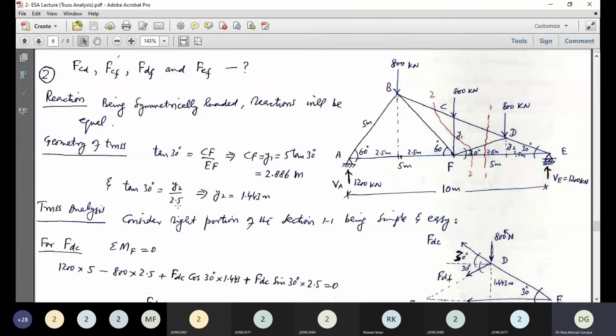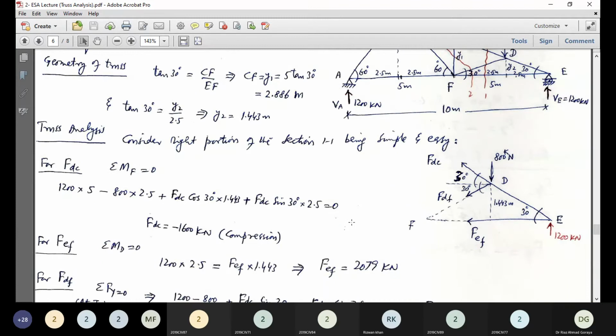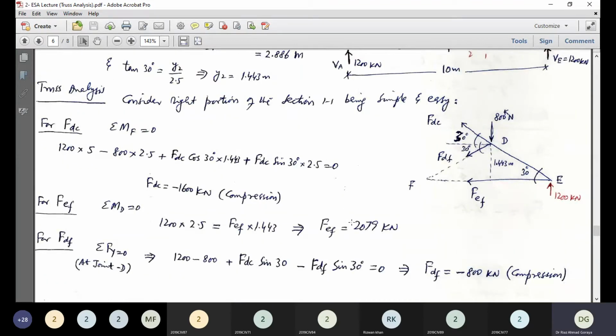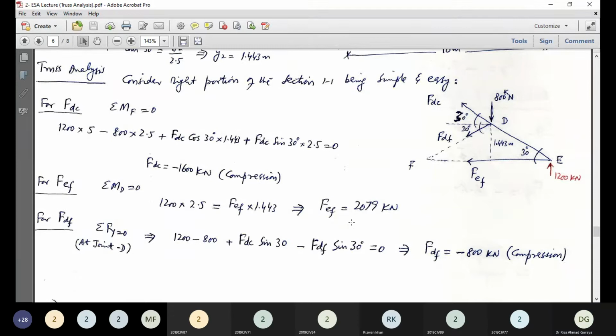Now coming to the truss analysis, the section 1.1 will be passed through these members CD, DF and EF, and all three are required. And surely it is more convenient to consider the right portion as a free body diagram. So the right portion will become like this.